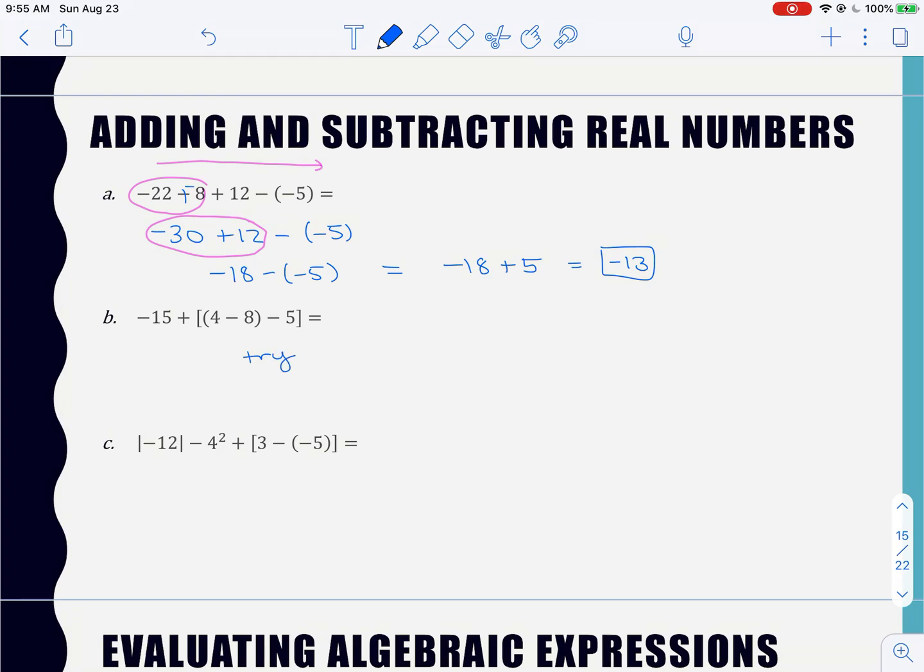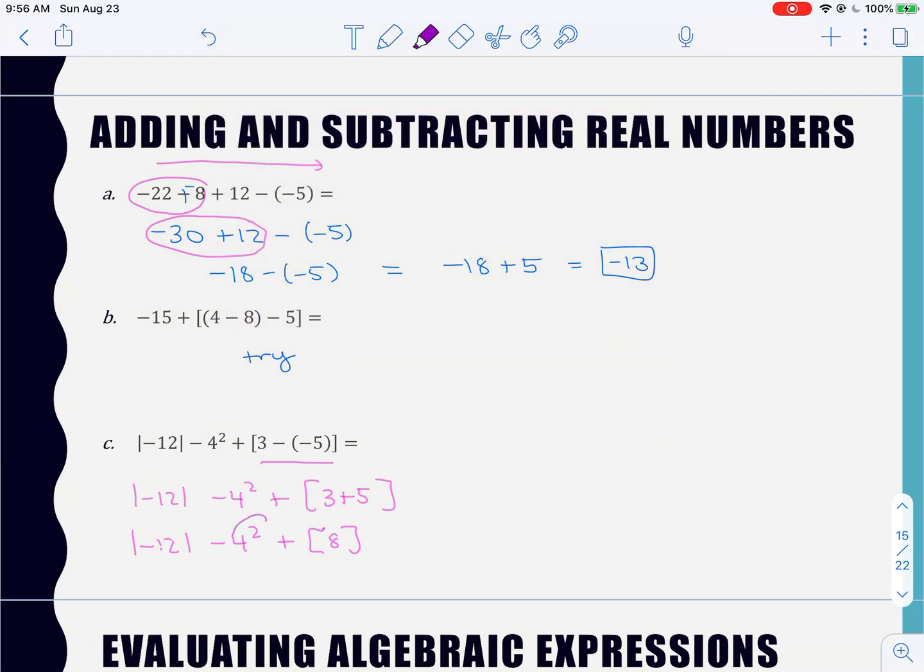B, make sure you follow the order of operations so you guys can try that. C, let's go ahead and try this one together. So we have parentheses. Brackets are the same as parentheses. So we've got to do inside of those first. So 3 minus negative 5, we're subtracting negatives, so that's the same thing as adding. So this is going to be 3 plus 5, and 3 plus 5 is 8.